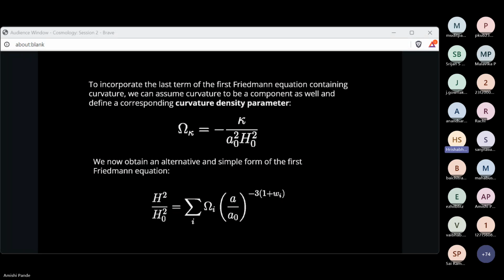Now, why is this important? Just keep in mind this first Friedman equation in this particular form. We will see how and why this equation became important, and how it helps us understand the expansion of the universe. You can go to the next slide.